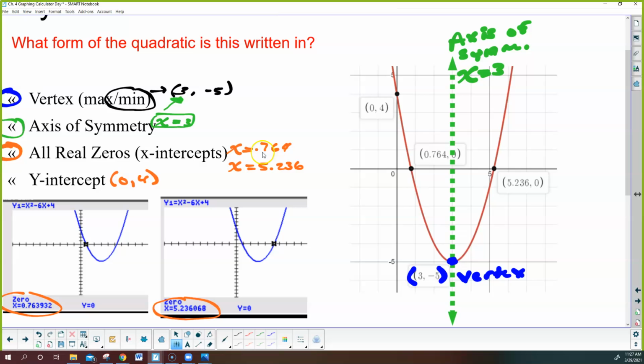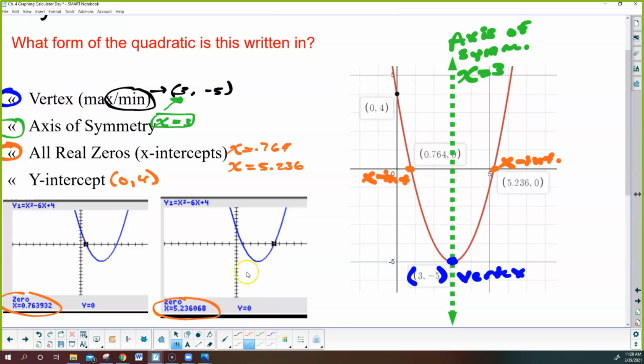All right? Then you're going to go to the zeros. You just found these two zeros. This is go over 0.764 and up 0. You could either use the word zero or you could say x-intercept, and you're going to label the point. And then you're going to do the next one, go over 5.236 comma 0. And that's your x-intercept as well.